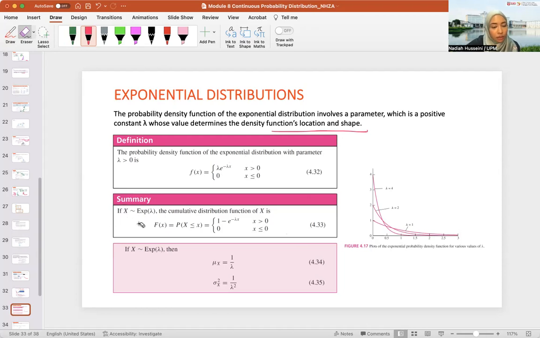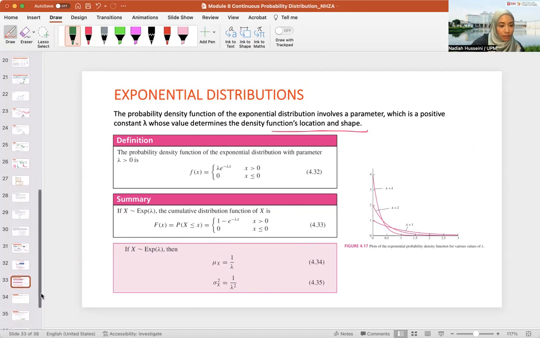If we have a random variable x that follows the exponential distribution with parameter lambda, the cumulative distribution function of x would be the integration of this, but we're not going to do that. We can just memorize this equation, or it will be given in the exam: 1 minus e to the power of minus lambda x when x is greater than 0. Remember, the exponential distribution is always positive x, whereas for the normal, it is negative and positive. Please make that distinction. If x follows an exponential distribution with lambda, then mu would be 1 over lambda and the variance would be 1 over lambda squared. So, really easy equation and really easy shape as well.